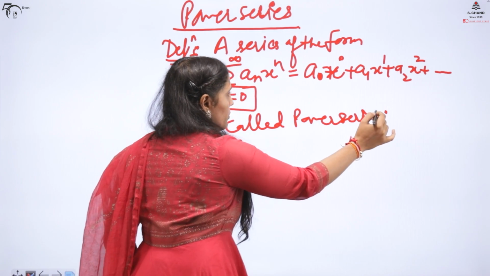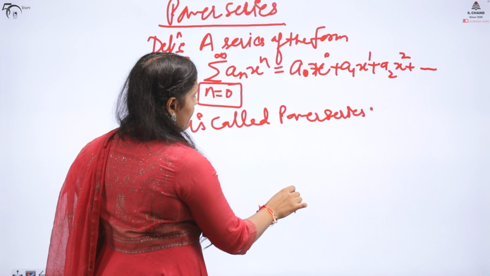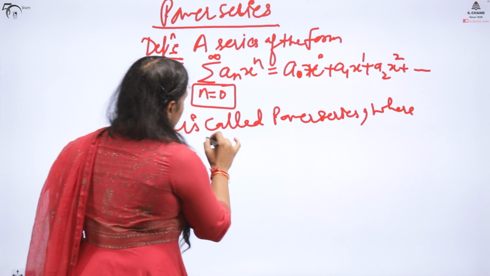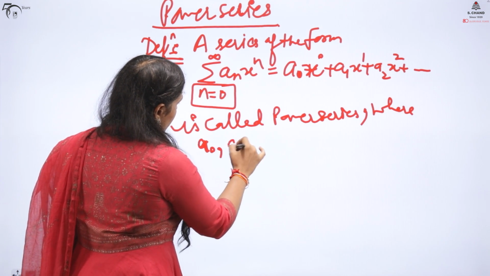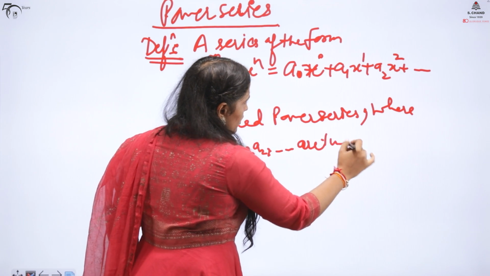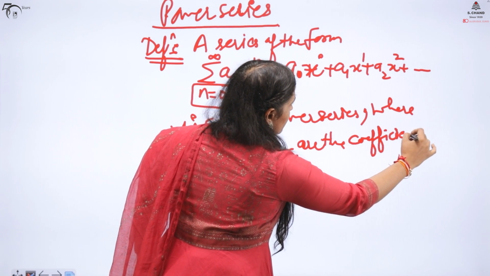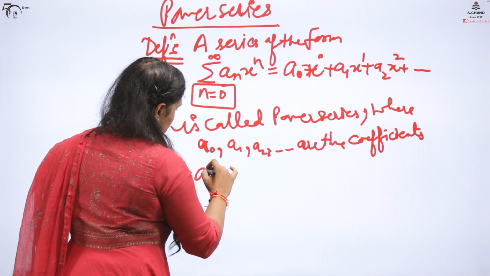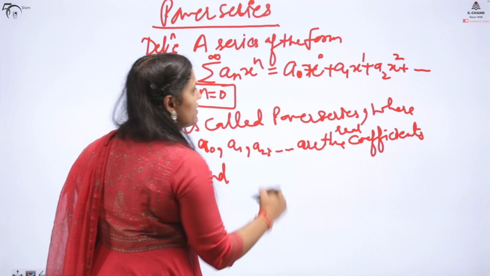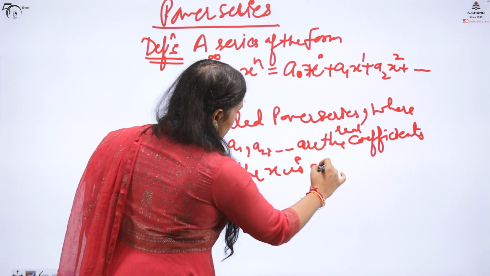In a power series, a0, a1, a2 and so on are the coefficients, the real coefficients. Real means real numbers, and x is a real number.